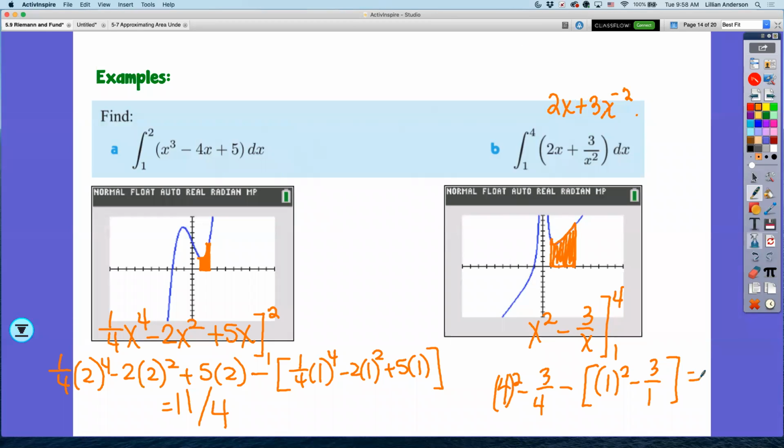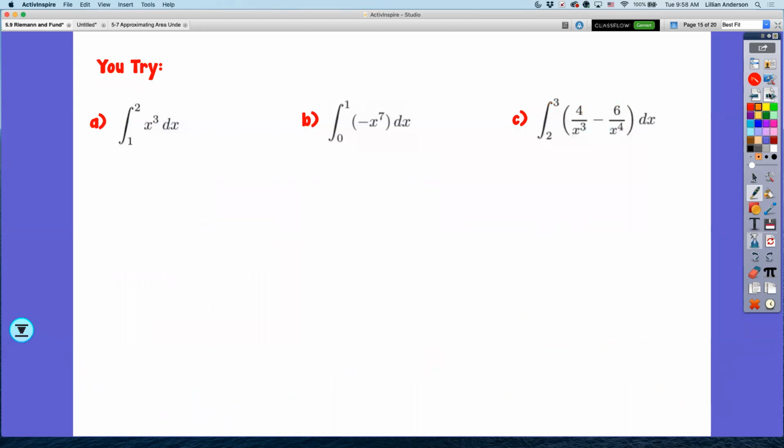Yeah, so then this area would be 69 over 4. That's giving me confirmation that you guys are good with typing this in and we're not forgetting that additional set of parentheses. So what I want you guys to do is try these 3 on your own.